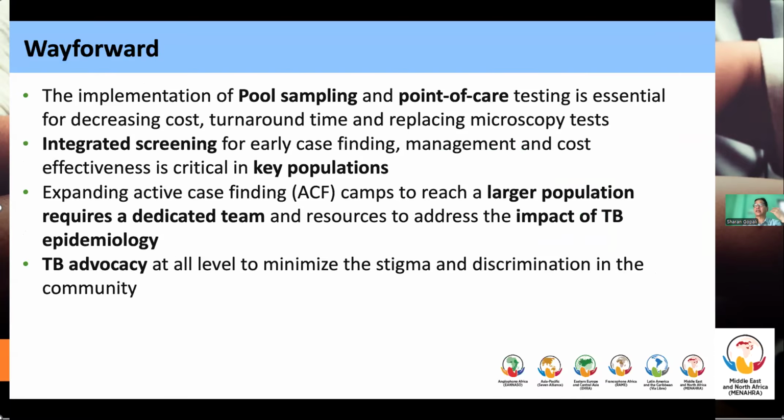And as a way forward for Grant Cycle 8, I would like to suggest that the implementation of pooled sampling or tongue swab and point of care is critical for decreasing cost, turnaround time, and replacing microscopy tests. The experience we gained from this Grant Cycle 7 is that, among total participants who are eligible for sputum test from the X-ray screening, 5 to 7% couldn't produce quality sputum at the campsite. So a morning sample is important. For this, I think the community can play a good role in collecting morning quality sputum samples and linking them to the diagnostic facility.